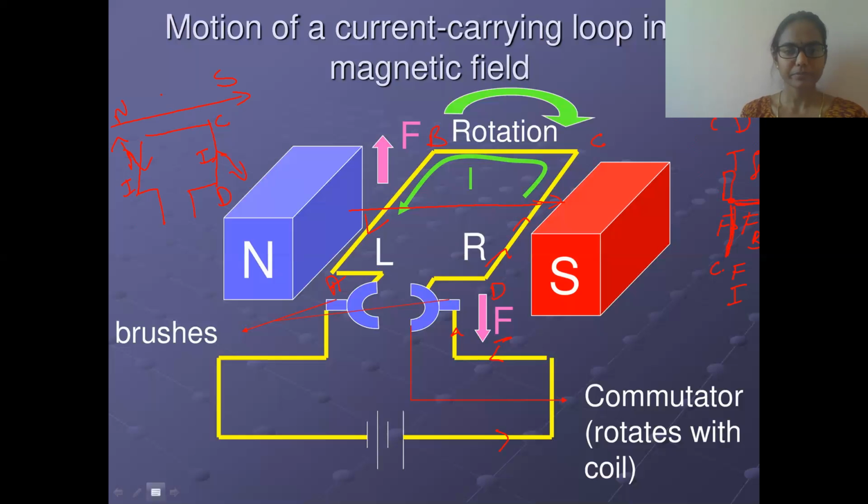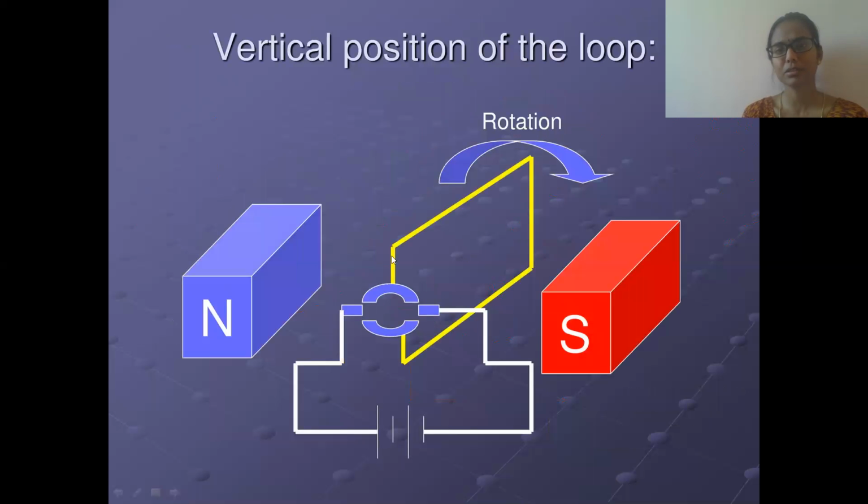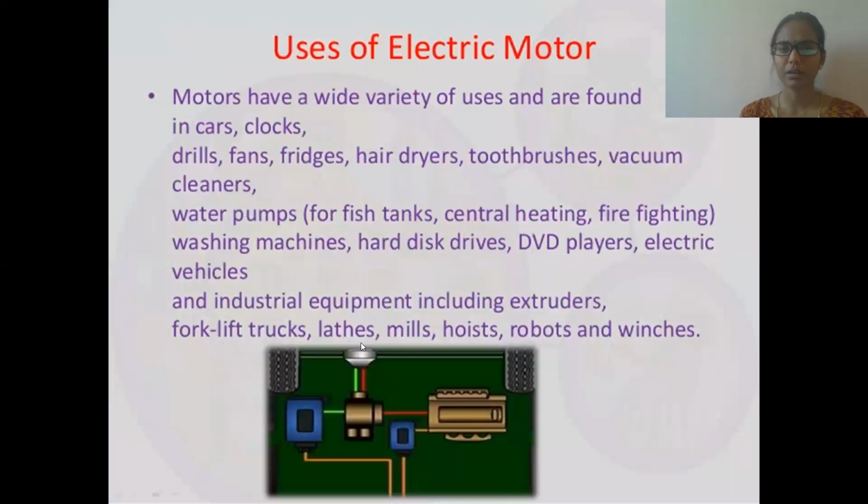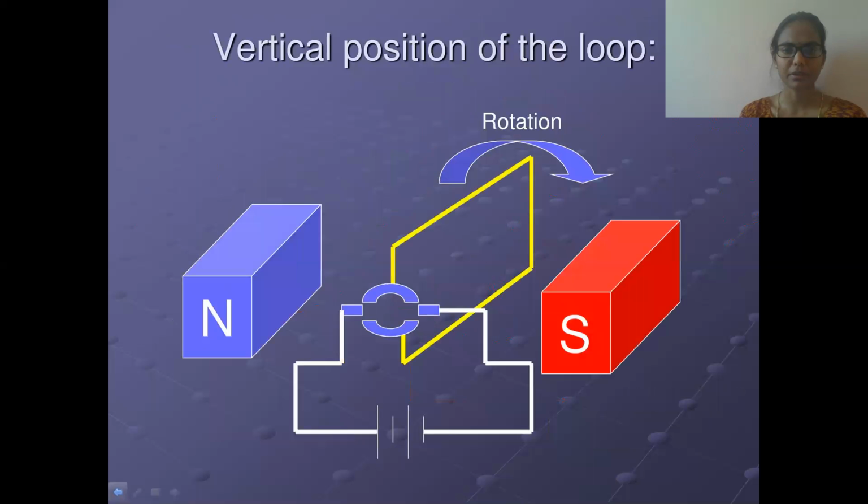Since the coil is connected to split rings, and the split rings are just pressed by the brushes, what happens in the second condition? When it completes a half rotation, that means when the coil comes to the vertical position, this is important, you can observe here that the contact between the brushes and the split rings is cancelled. That means current is not passing into the conductor now.